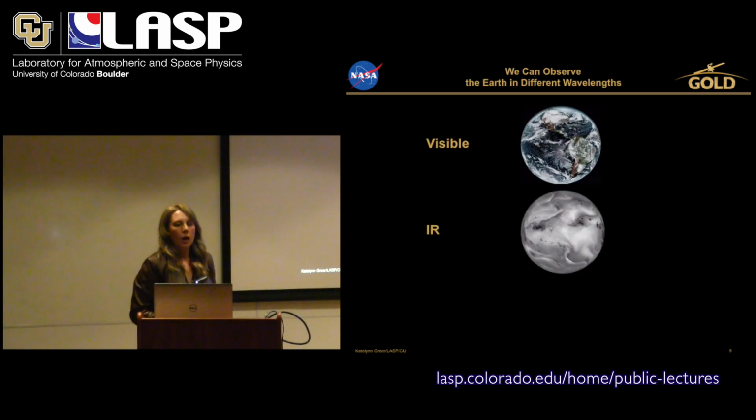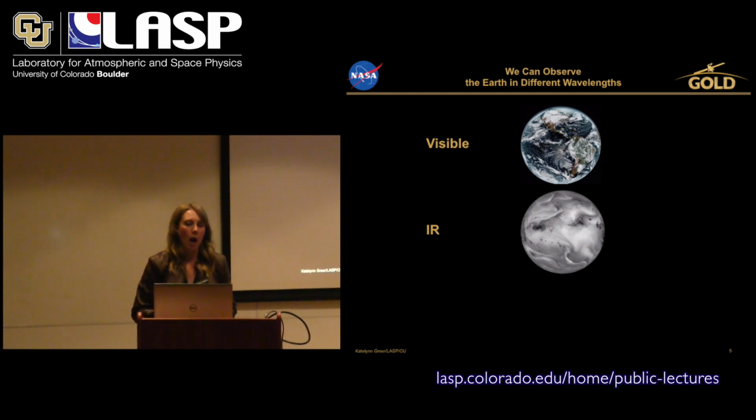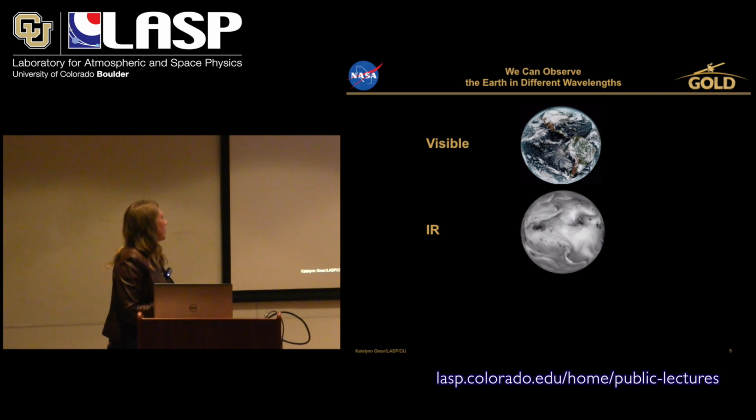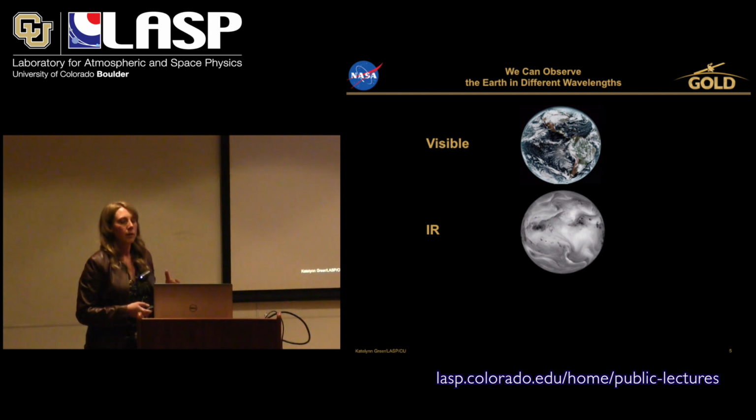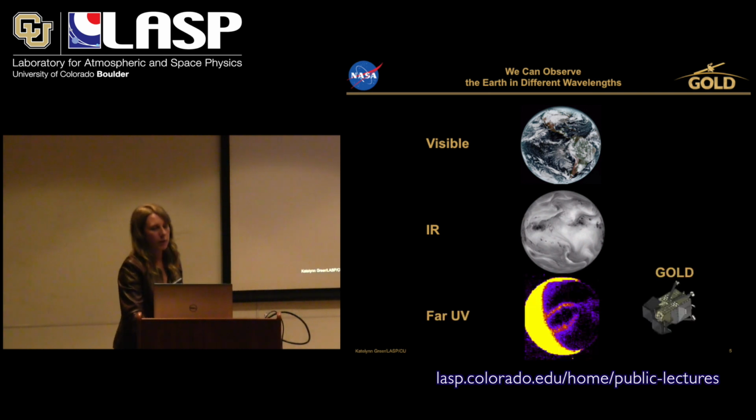We can also turn our instruments to look back at Earth. You are probably very familiar with the visible wavelengths of Earth, where you can see the oceans and continents and clouds. But we can look at Earth in the infrared, which is IR, the same thing that I was talking about with your TV remote controls. This gives us information on the water vapor content of Earth's atmosphere. We can also look at Earth in the far ultraviolet wavelengths. This is what GOLD looks at Earth in.